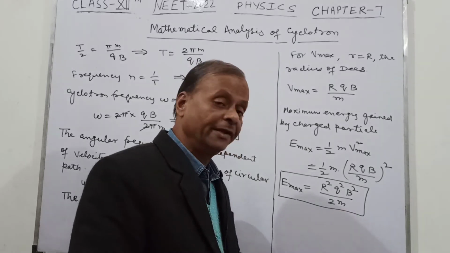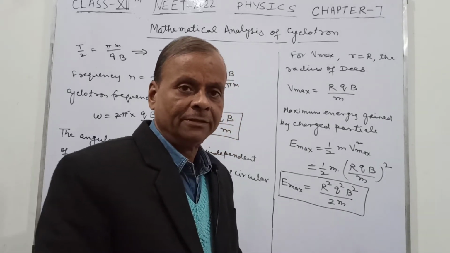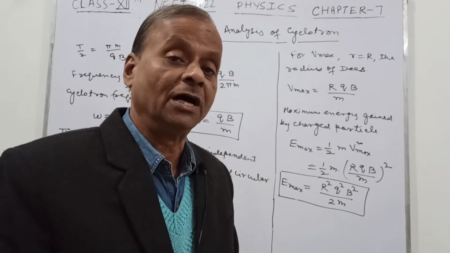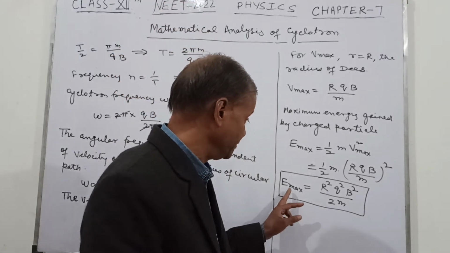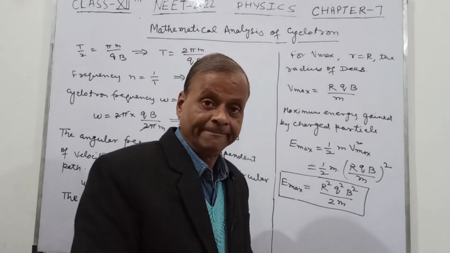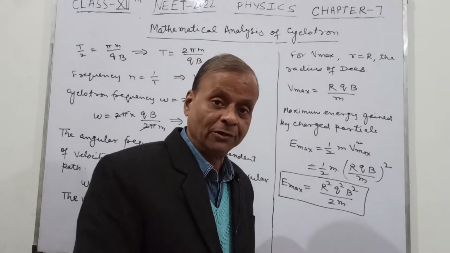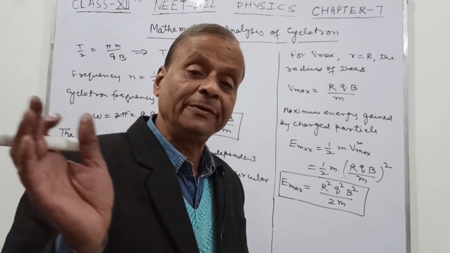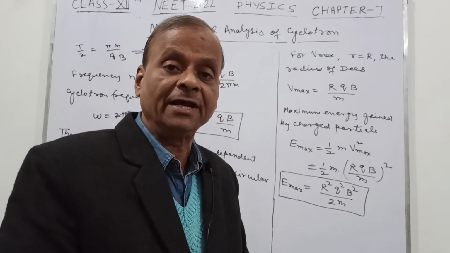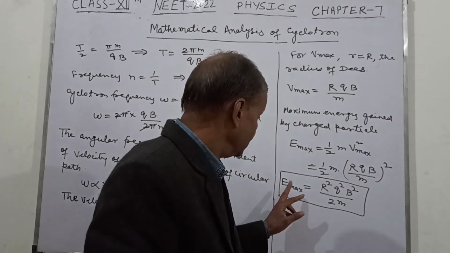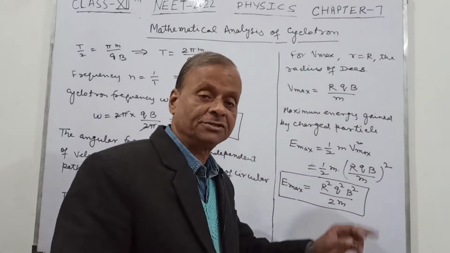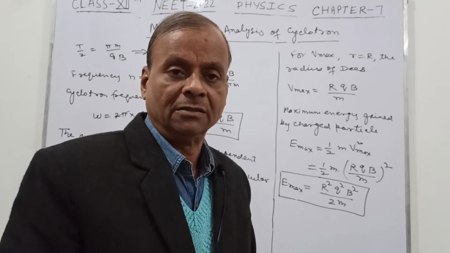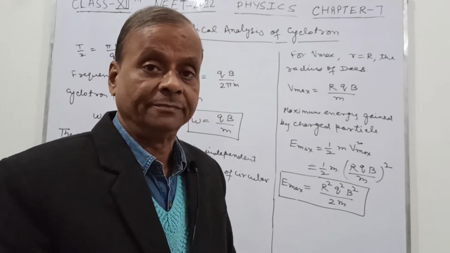But now what about m? This m must be a heavy one, m must be large, so that this maximum should be small. If m is very small, then what will happen? When the particle is accelerated to very high energy, this mass will change according to Einstein's theory of relativity.